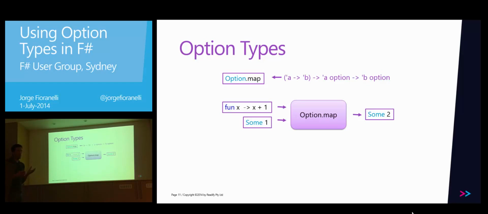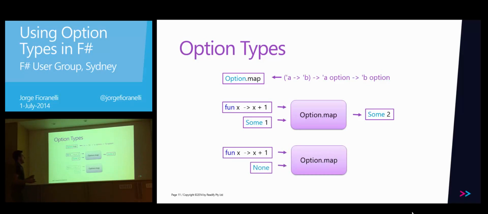Okay? So what it's doing for me is the if condition or the pattern matching. It is only going to call this if it has some of that integer. If I am passing a none, like in this case, it will return none. It won't bother trying to execute this because you haven't passed a valid argument that it could use.